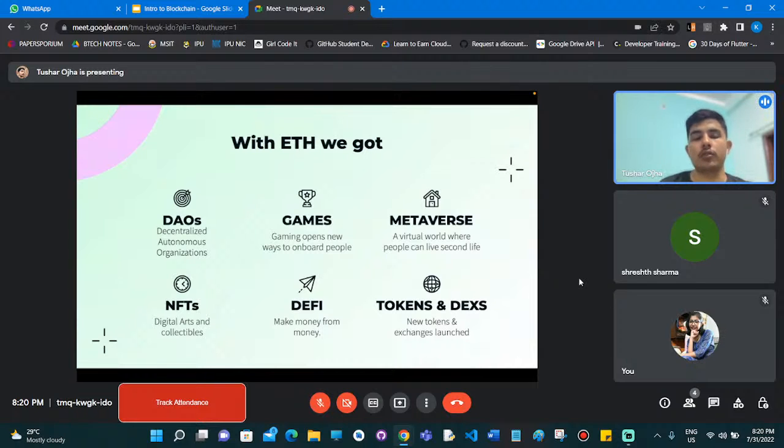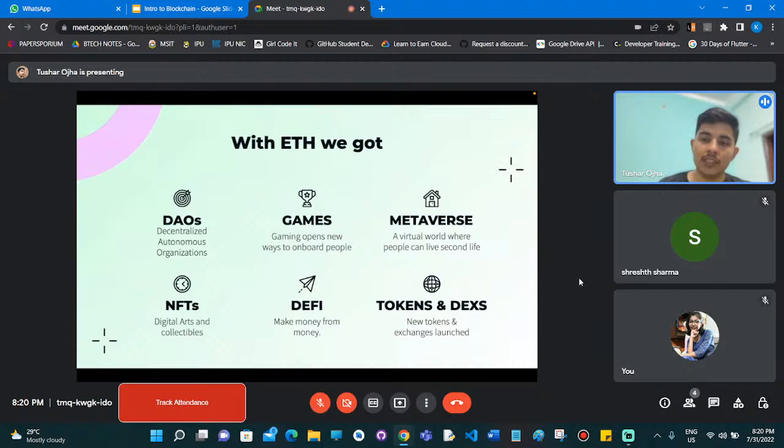Metaverse is a virtual world, right? You have heard a lot about it. Facebook renaming to Meta was a meme for most of the people, but the people on the blockchain understood the value and the reason why they are doing it, why they are transitioning to Meta.